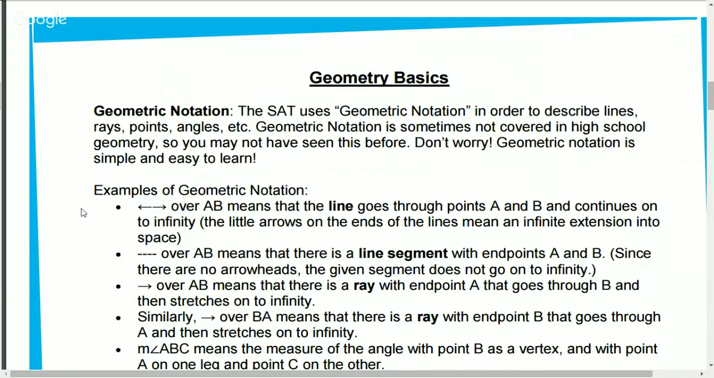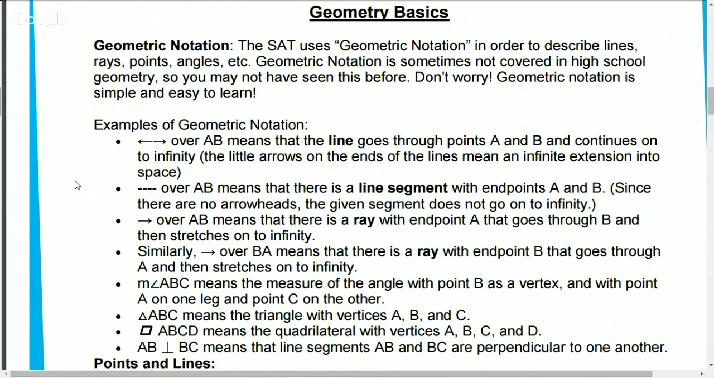One arrow over AB means that there is a ray with endpoint A that goes through B and stretches on to infinity. So it's similar to a line, except it's a combination of a line and a line segment, in that the ray starts at one point and goes on to infinity in a different direction.